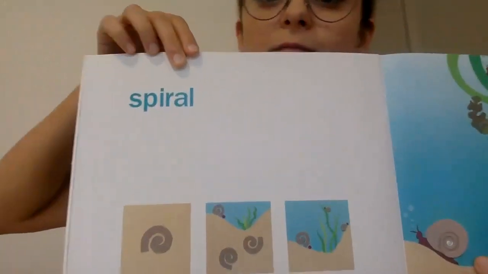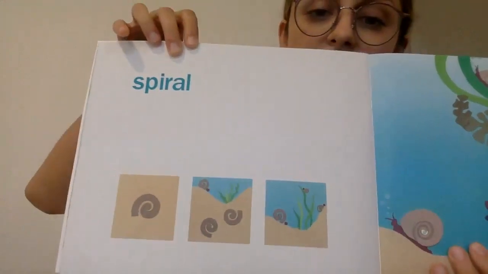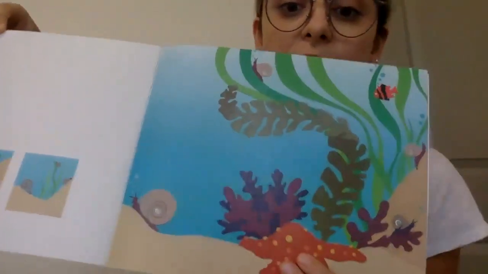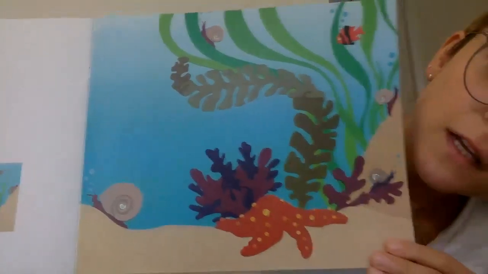Ooh. This shape is called a spiral. Spiral. Now, she used the spiral and drew sand over it to create a snail. Snails have little spirals on their shells. This is called a shark eye snail, and we're going to learn more about it at the very end.